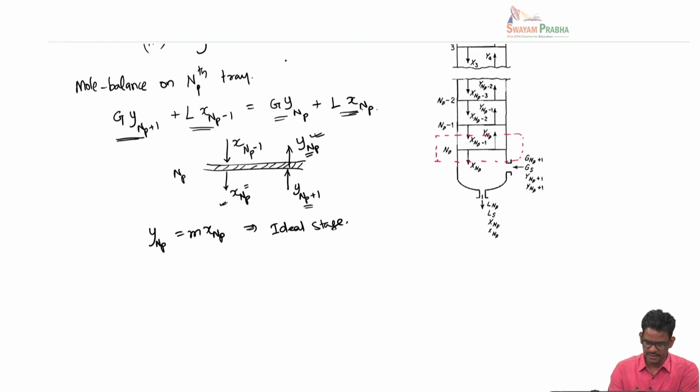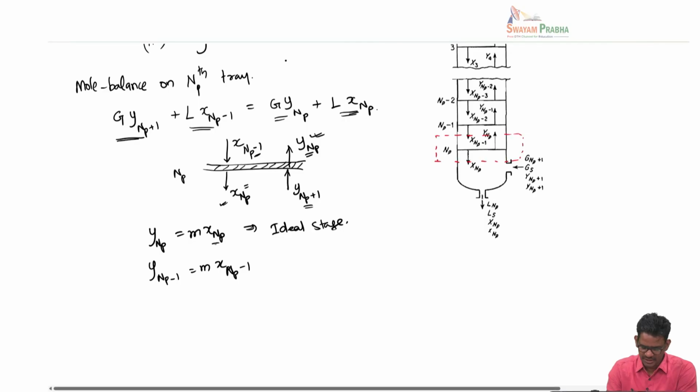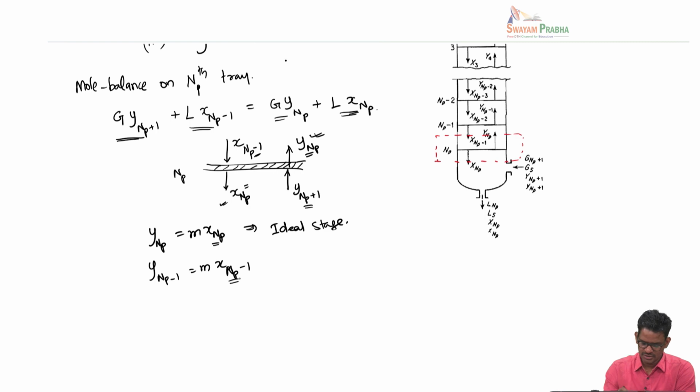And similarly, I can also replace XNP minus 1 with YNP minus 1. So remember this YNP minus 1 is actually coming from the previous tray, that is the NP minus 1 tray, and that should be at equilibrium with the previous tray's outgoing stream. So both XNP and XNP minus 1 are in equilibrium with those corresponding gas streams that are leaving each tray. Okay, so this would be the case.